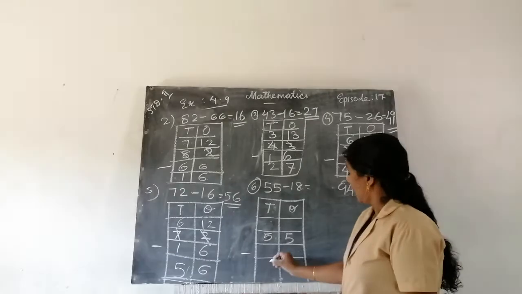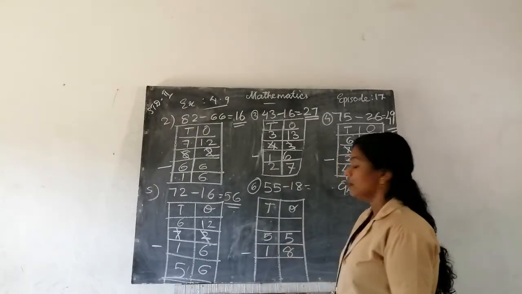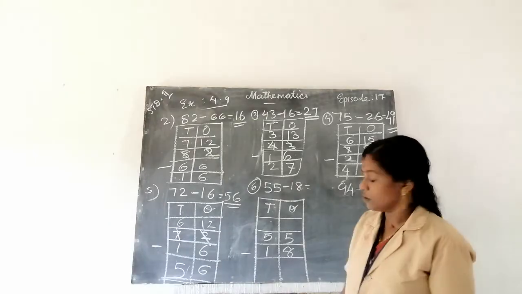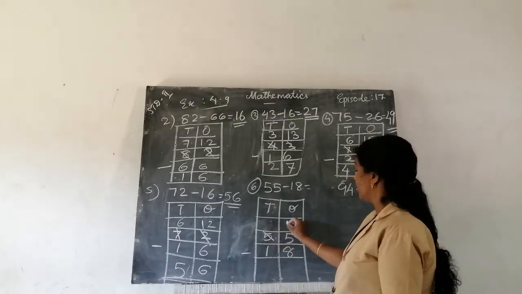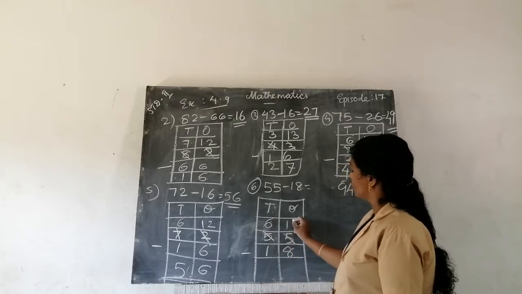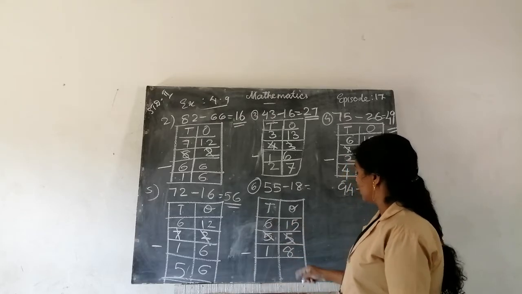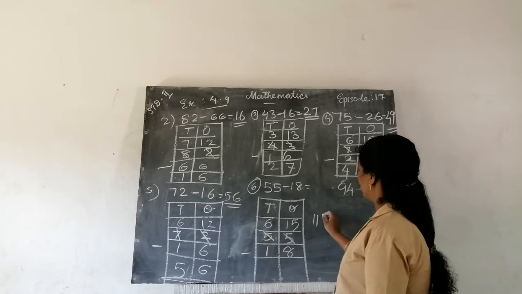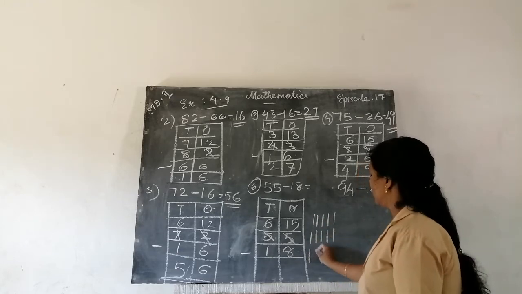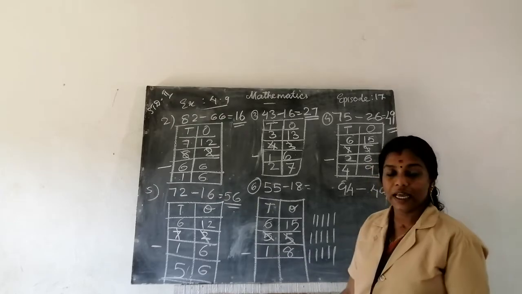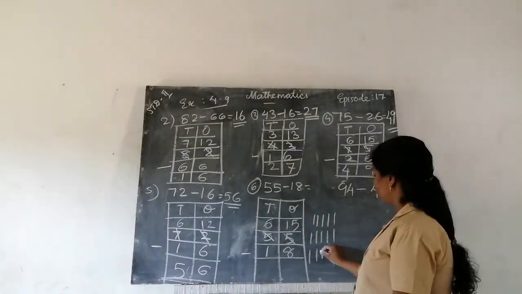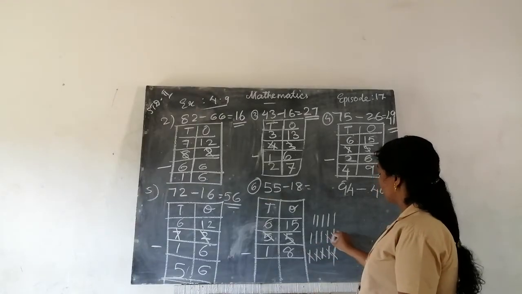Minus sign and 18 is here. Okay, right? Then you subtract 5 minus 8, it is not possible. So you borrow 1 from here, it changes to 4. This 5 goes up and becomes 15. 15 minus 8, how to find out? 15 lines I draw here. You want to cut down 8 lines: 1, 2, 3, 4, 5, 6, 7, 8.